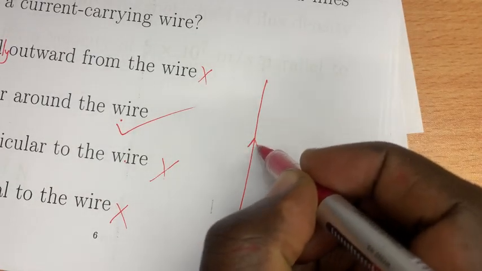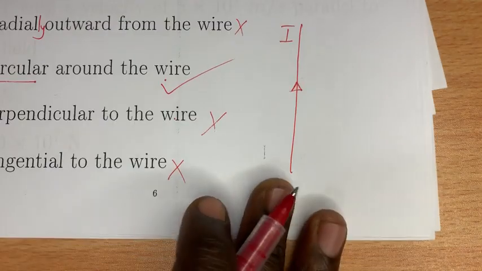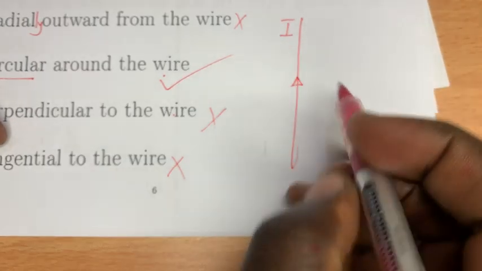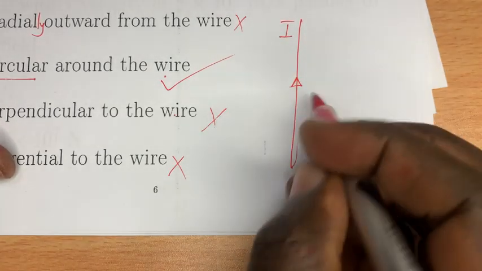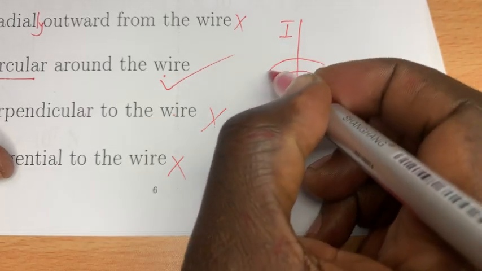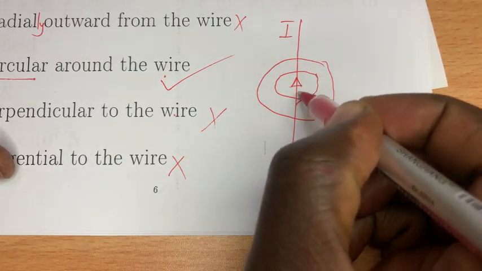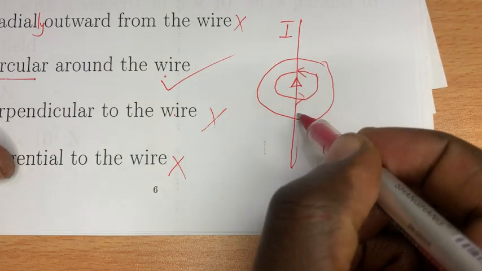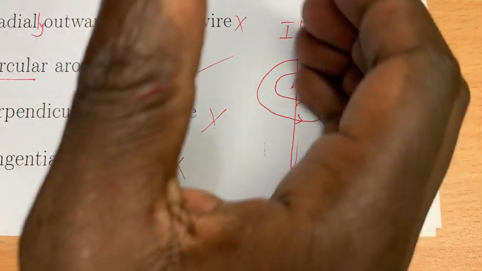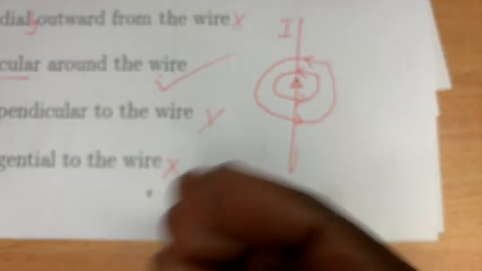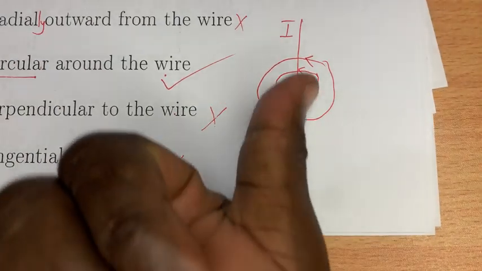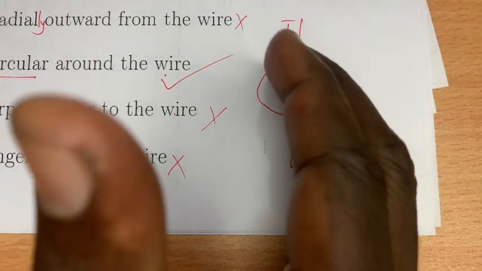We just explained earlier that if I have a current, this is a conducting wire and current is flowing through this wire in the upward direction, then circular around the wire you have magnetic field. Okay, you have magnetic field here, and you can use the right hand rule to determine the direction of the magnetic field. The thumb should point in the direction of the current, and then you curl your finger.